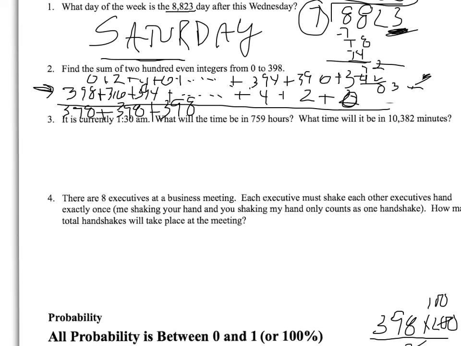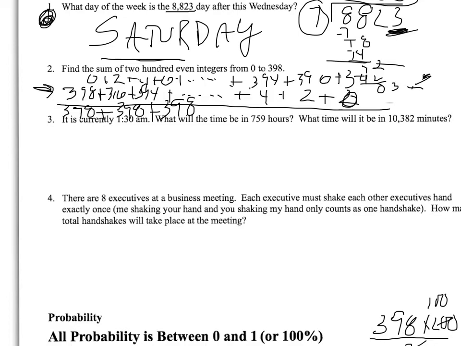Now, the next one here is a minute problem, or an hour problem, which is going to be very similar to number 1 right here. So we can think about this. Now, it's currently 1:30 a.m. What time will it be in 759 hours?